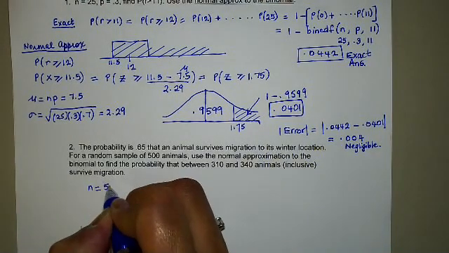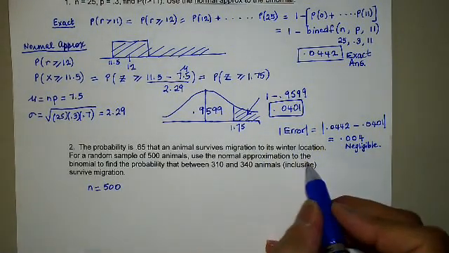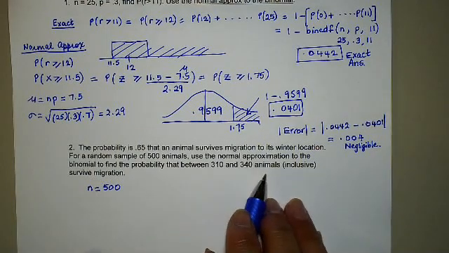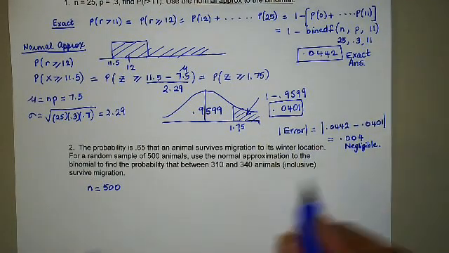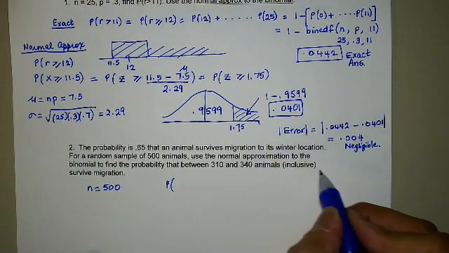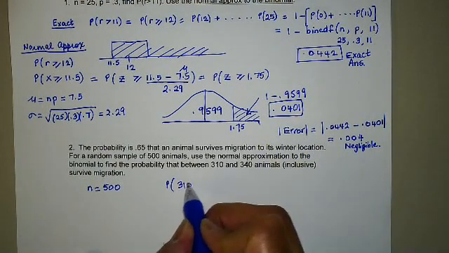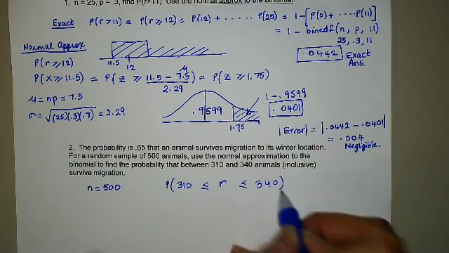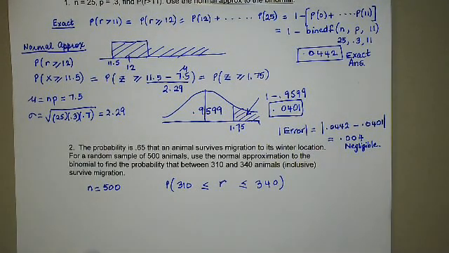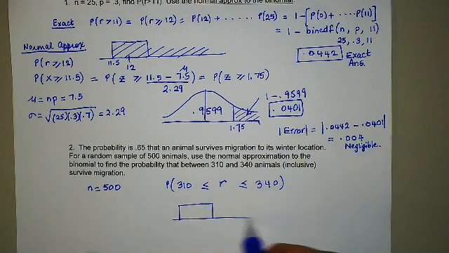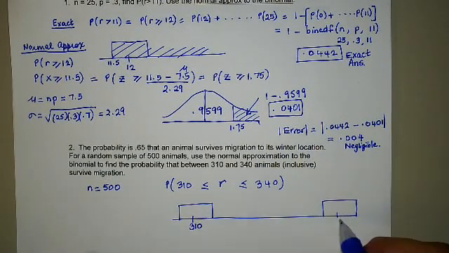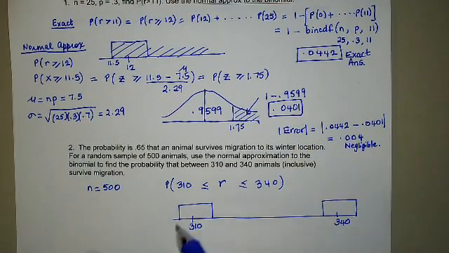Let's do the next one. The probability is 0.65 that an animal survives migration to its winter location. For a random sample of 500 animals, n equals 500, use the normal approximation to the binomial to find the probability that between 310 and 340 survive migration. Probability inclusive, so 310 less than or equal to r less than or equal to 340.